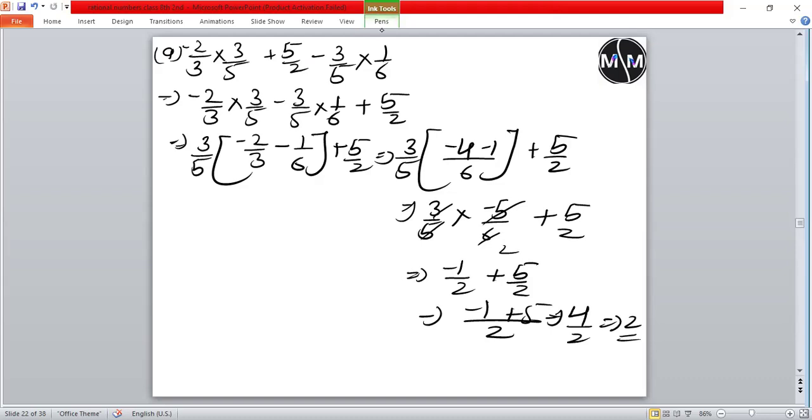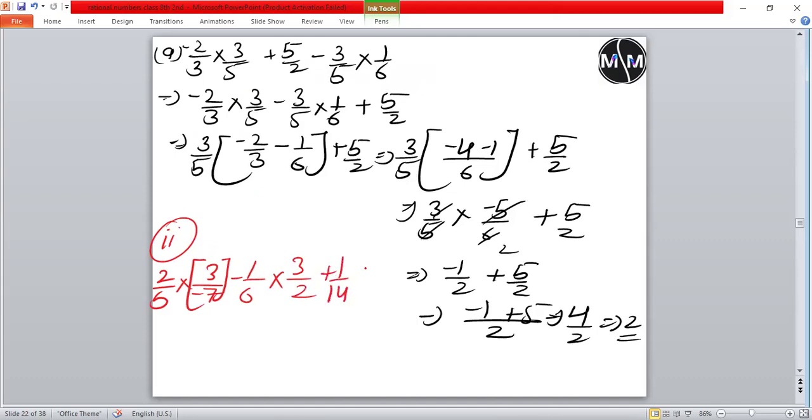The next question is your homework, which is 2 by 5 multiply 3 by minus 7, close, minus 1 by 6 multiply 2 by 3, plus 1 by 14 multiply 2 by 5. This is your homework.